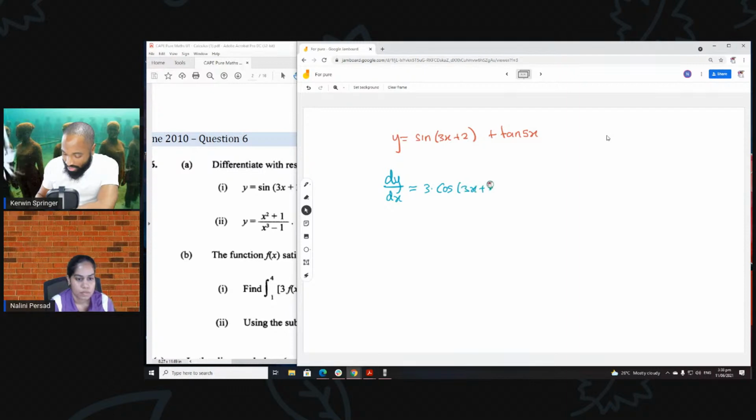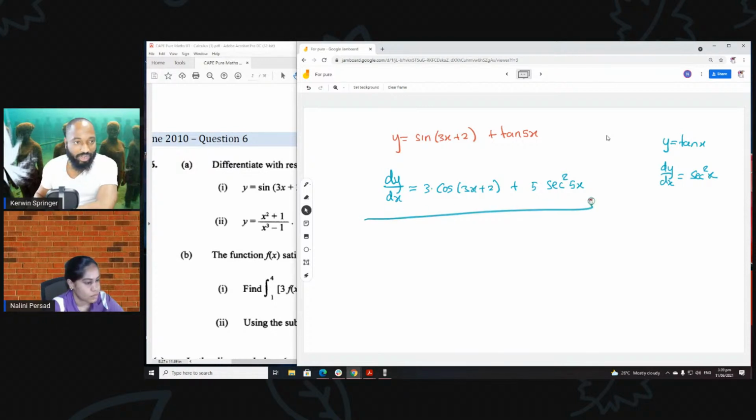Why don't you say in the chat if you all agree with that? When we differentiate tan x, we get sec squared x. So similarly, you're going to see sec squared 5x here, and you're going to have a 5 multiplied, because once again, when we differentiate this separately, you end up there. So this is straightforward, a one-liner.